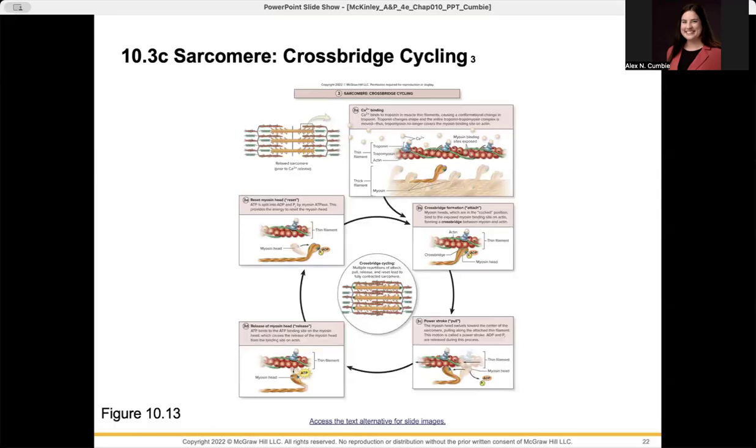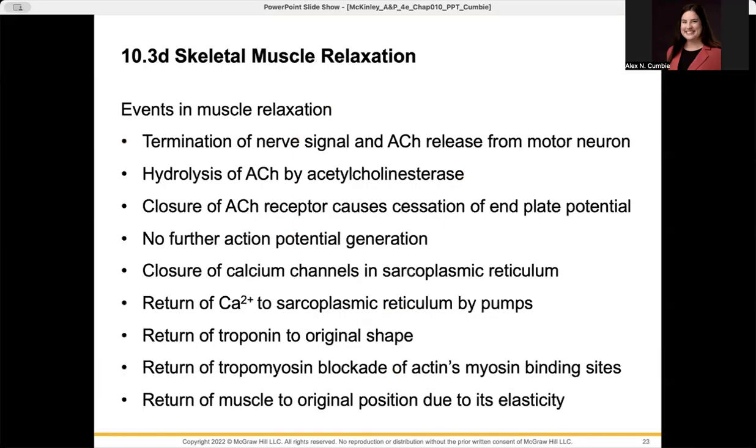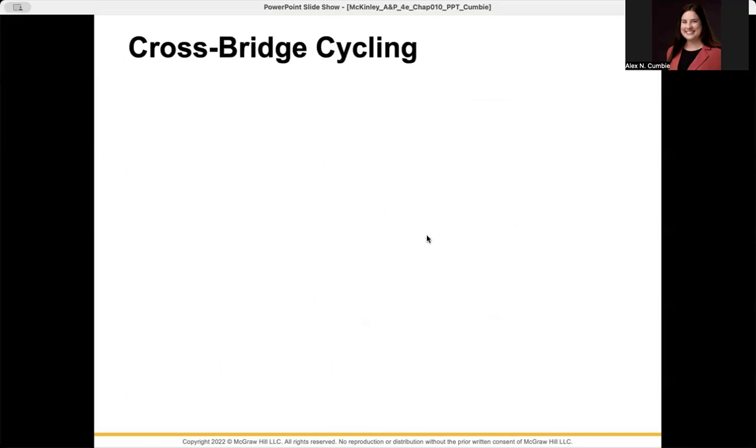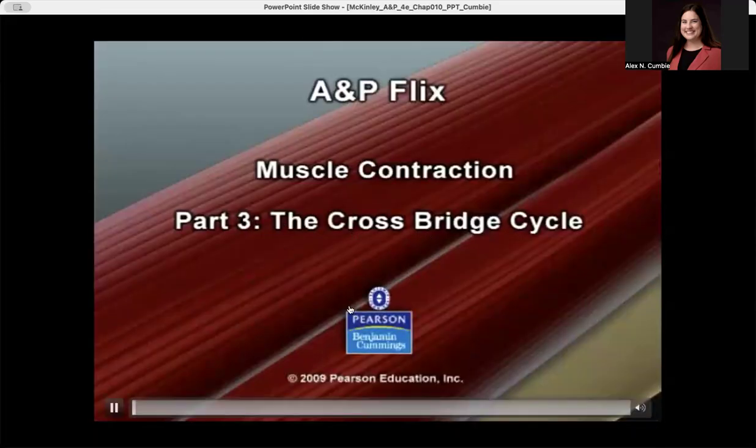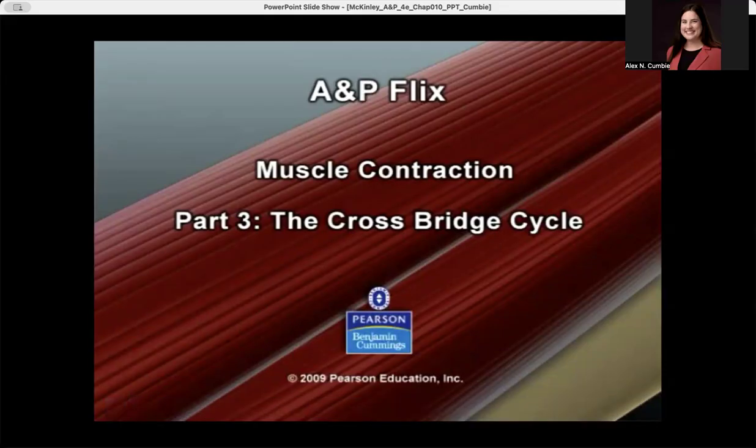This is a picture rendition, although I find the video helps a lot better for visualizing what's going on. Let me see, I definitely posted the video in here. Yeah, so this video, we're not going to watch it together, but it will go through each of those steps for cross bridge cycling. It's very, very helpful.